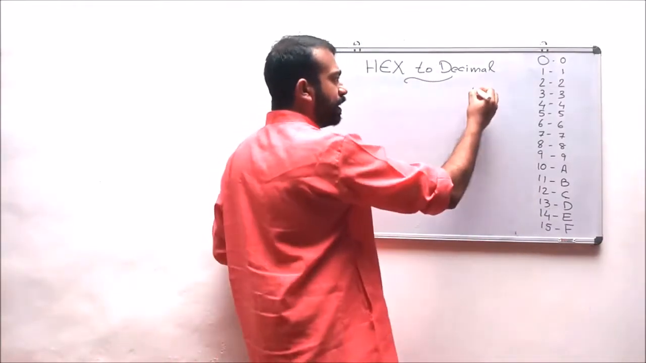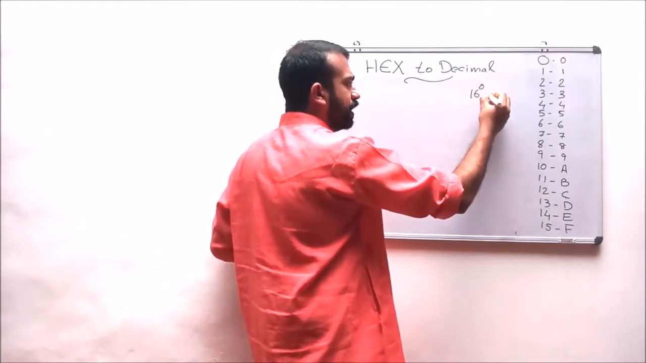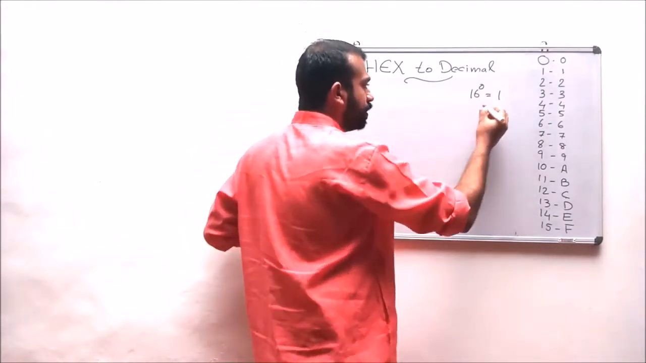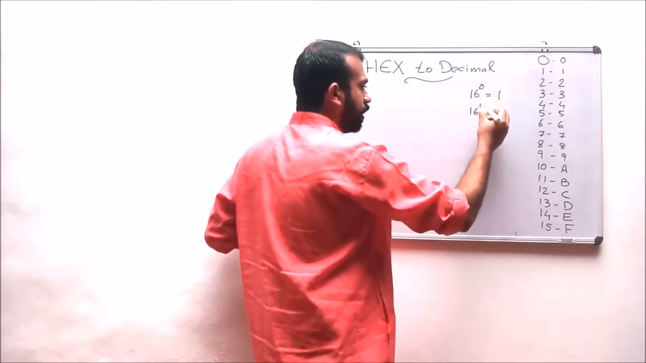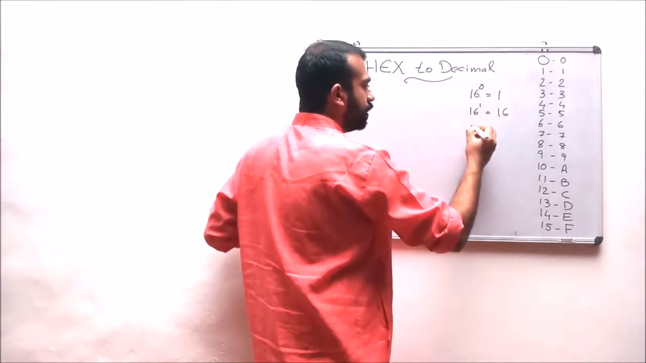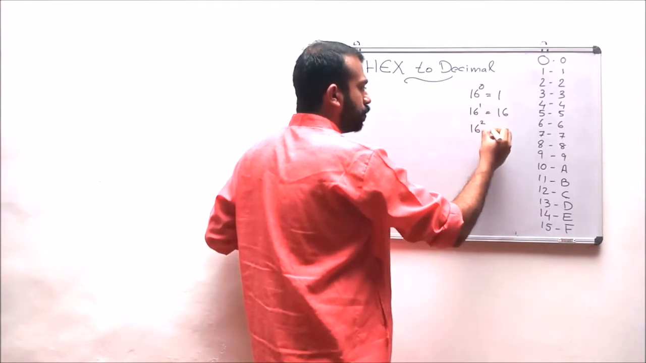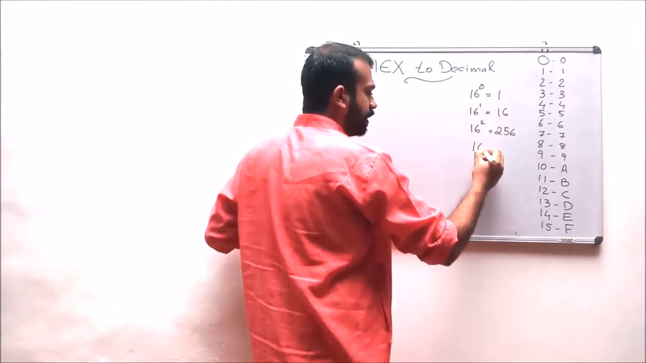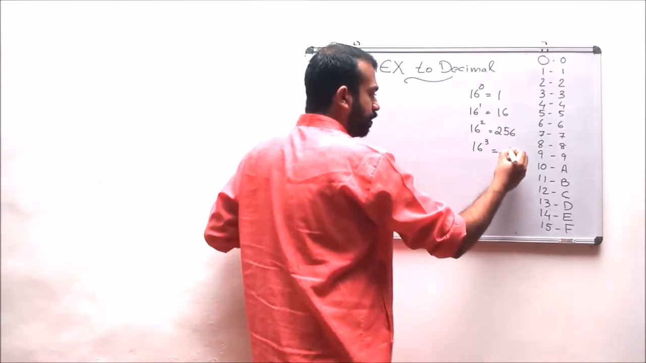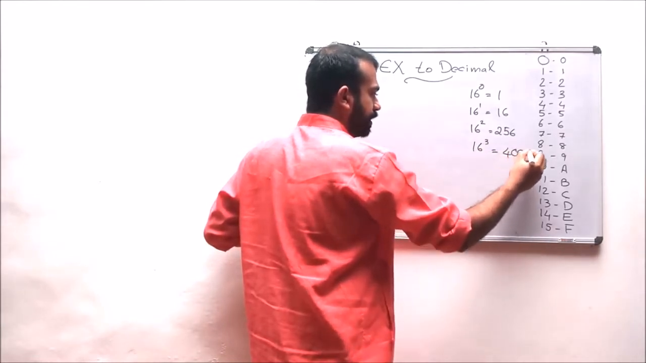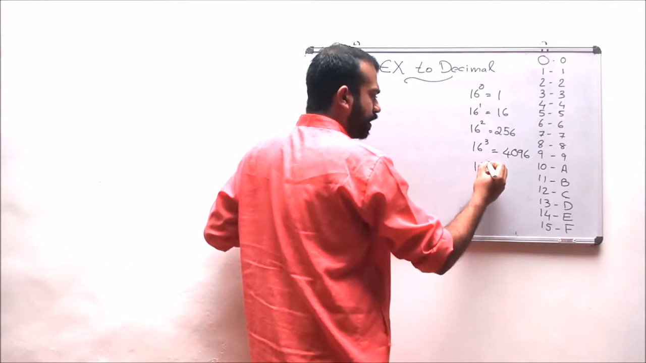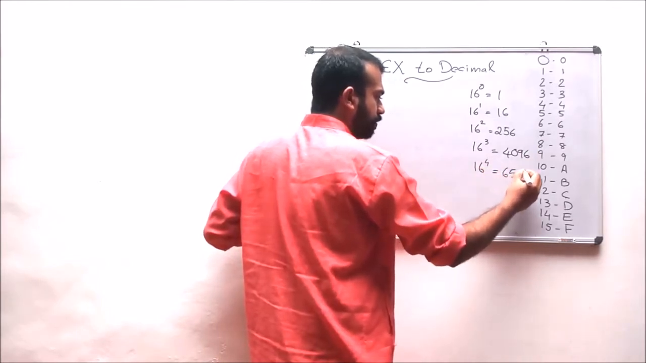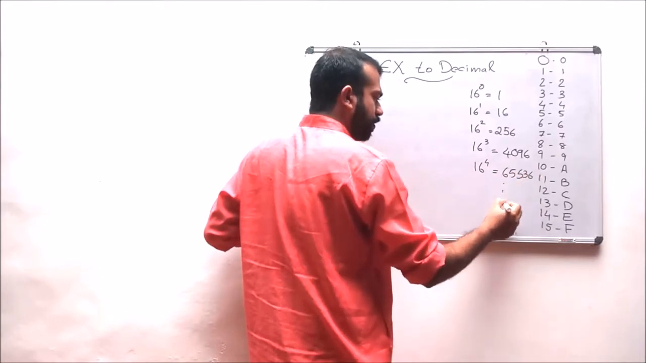16 raised to 0 is equivalent to 1, since any number raised to 0 is equivalent to 1. 16 raised to 1 is equal to 16. 16 raised to 2 is equal to 256. 16 raised to 3 is equal to 4096. And 16 raised to 4 is equivalent to 65536, and so on.